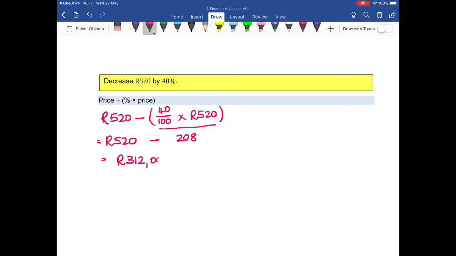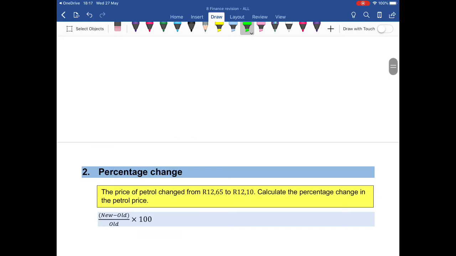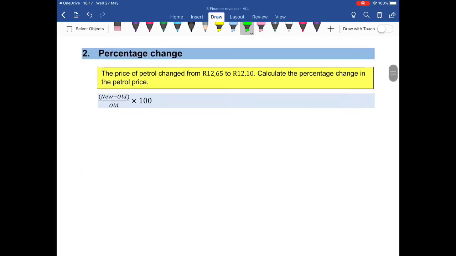You can write it like that or with the zeros. Again, please check that this is in fact less than what you started with. Let's look at the next one, percentage change. This is the difficult one.